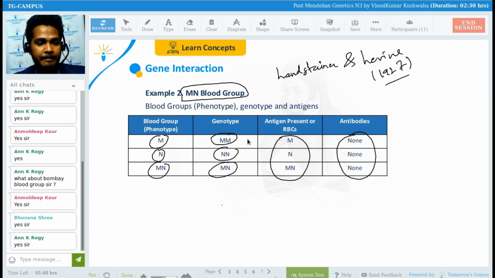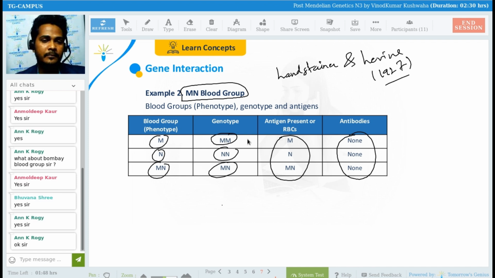Okay, so hope this is clear about the Bombay blood groups, and it is not very common. Okay, so this is another example of codominance.